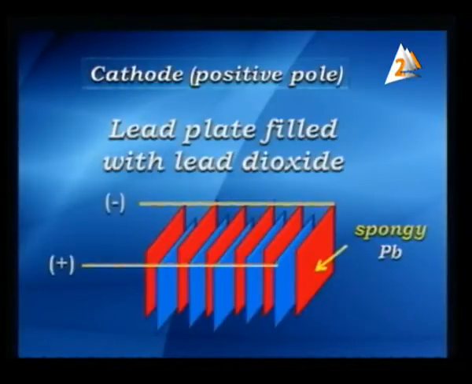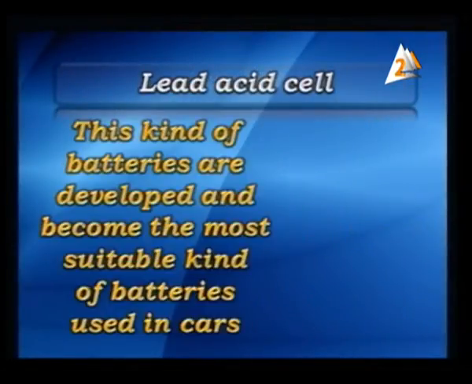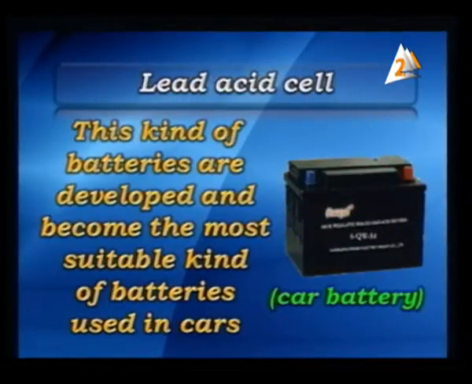Also, the whole cell is immersed in what? In dilute H2SO4. It means the electrolyte of this cell. So these are the reactions between these parts. This kind of battery was developed and became the most suitable kind of battery. Suitable for what? Suitable for everything, especially used in cars. So it is known as the car battery. It's good to say that, car battery. This is our target now.